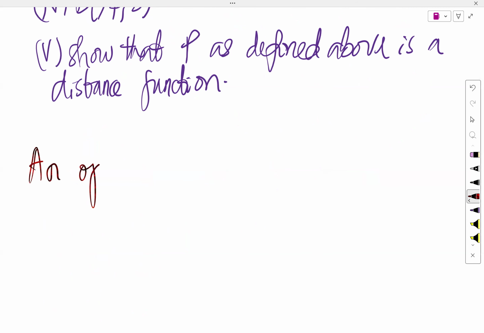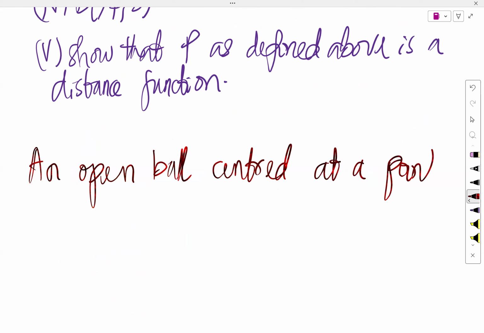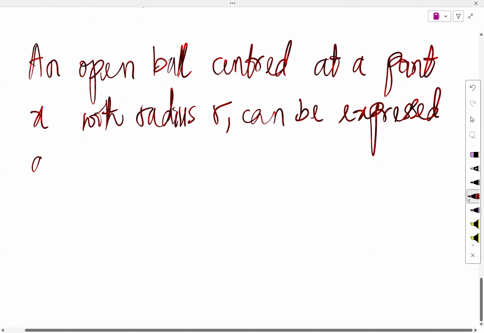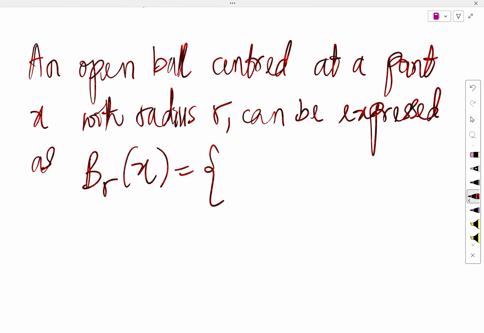So an open ball centered at a point X with radius R can be expressed as B_R of X, which is equal to the collection of all Y belonging to the real number system, such that rho of X, Y is less than the radius R.